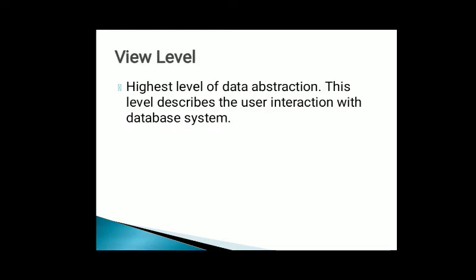Now the next level is the view level. This is the top-end level of the abstraction, the highest level of abstraction. Only a part of the actual database is viewed by the user. This level exists for accessibility of the database by an individual user. It means the user can access only part of the database.